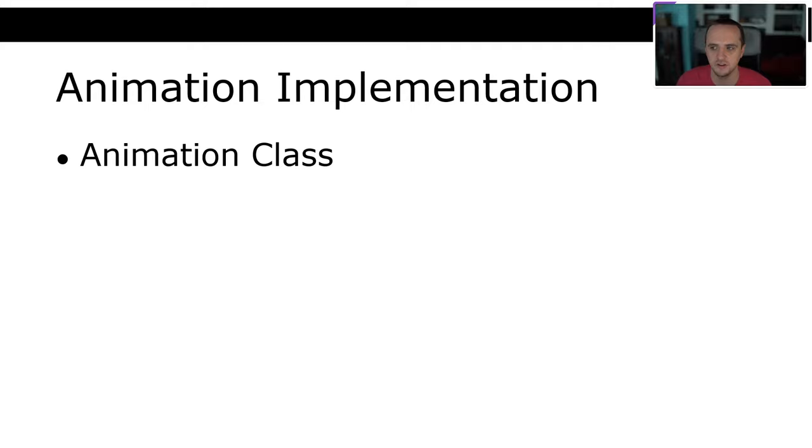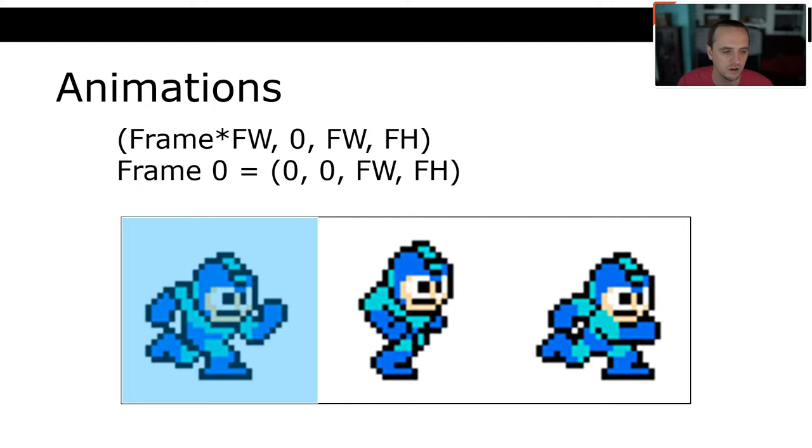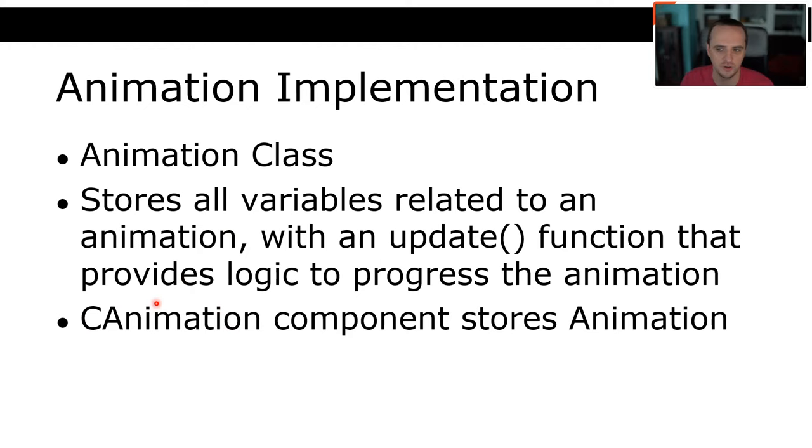So we're actually going to implement an animation class because, as you saw before, there are several variables involved with computing what frame of animation we need to draw. In order to make that easy for us, we're going to implement a class called animation. And this is going to store all the variables that are related to an animation. And it's going to have a function on it called update, which provides the logic to process the animation. And then the CAnimation component is going to store the animation.